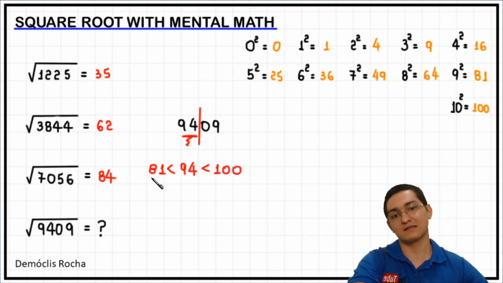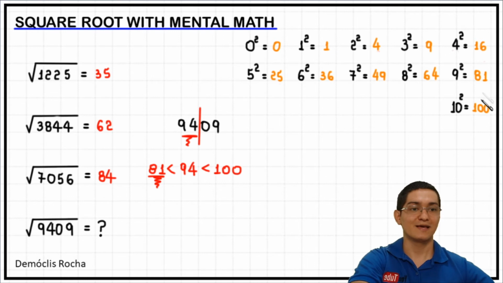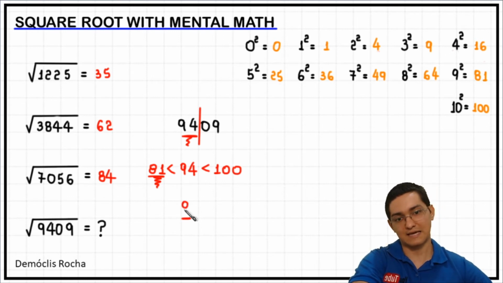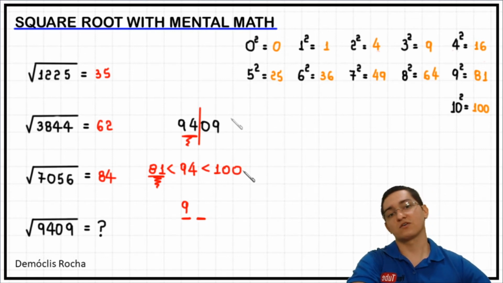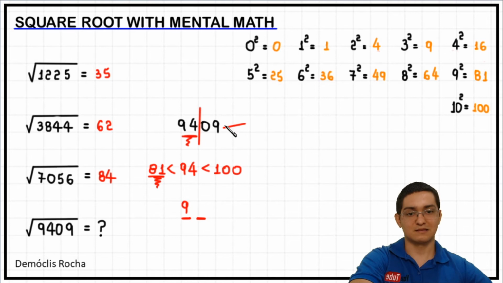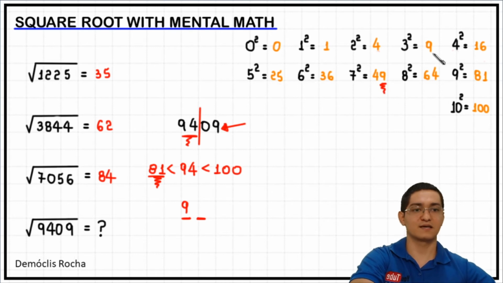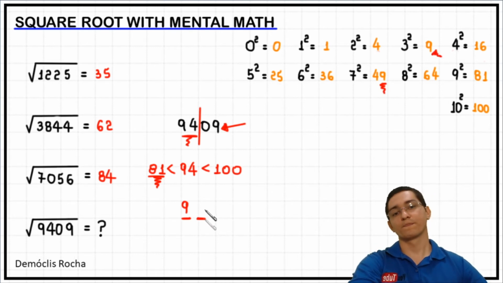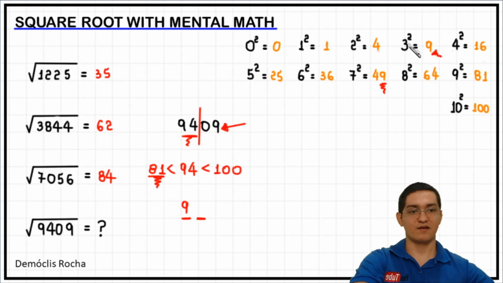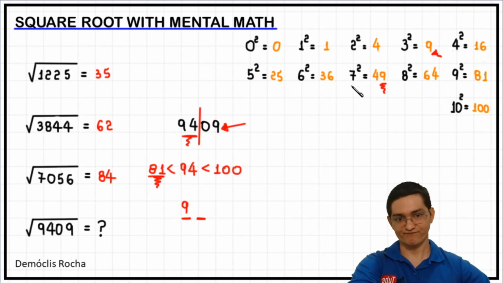Okay, so we look at the smaller number, which is 81. It is the square of 9, so the tens digit is 9. But we should look for the ones digit. So for the ones digit, we look at this digit here. It is 9. Where do we see 9 in the ones digit here? We see here and here. So the ones digit is either 3 or 7.